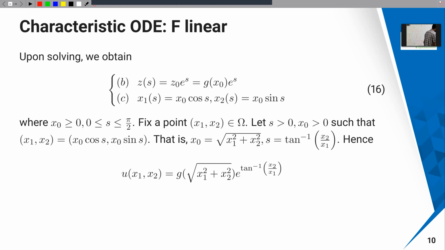Any questions? The simple way: you have to solve this problem and then you can calculate this x and x naught, etc.